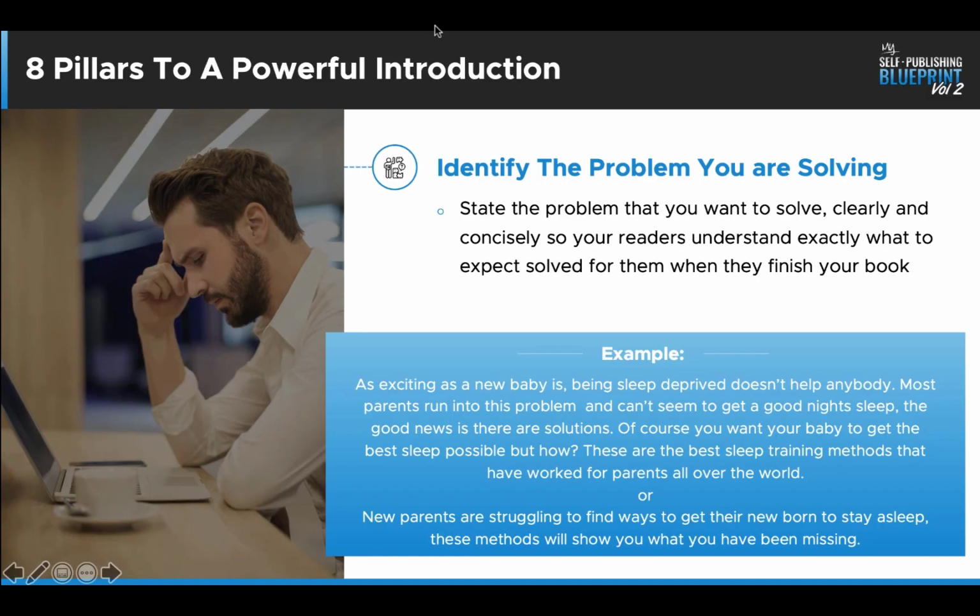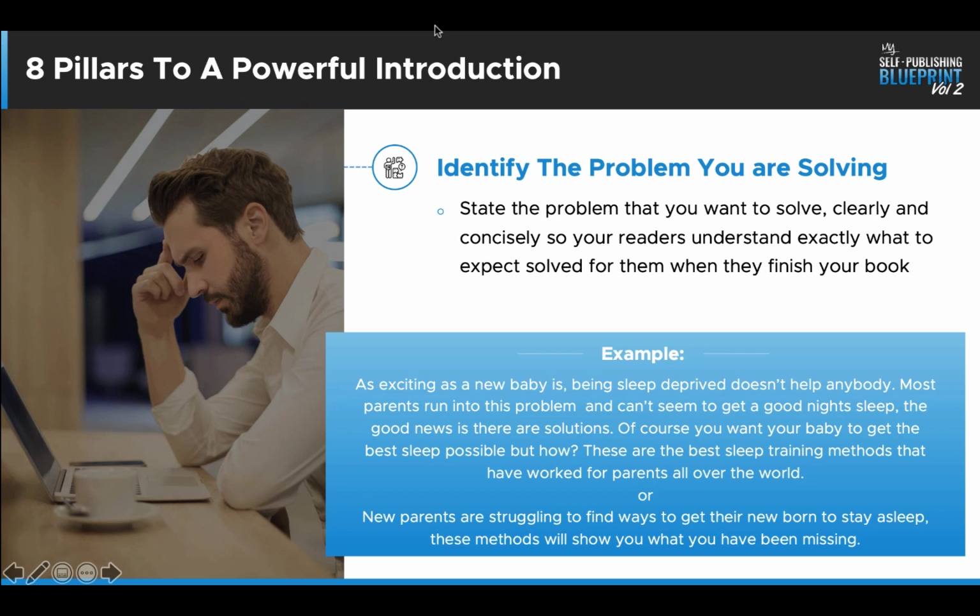Now, identify the problem you're solving. State the problem that you want to solve clearly and concisely so your readers understand exactly what to expect solved for them when they finish the book. This is one of the reasons books get bad reviews. Misconception of what they're going to be getting. So if you tell your customers, or your reader, hey, I'm going to show you how to sleep train your baby, and they end up getting something else from the book, but not learning how to sleep train your baby, bad review. So you have to make sure that you've set the tone from the beginning, from the introduction. So here's an example for you.